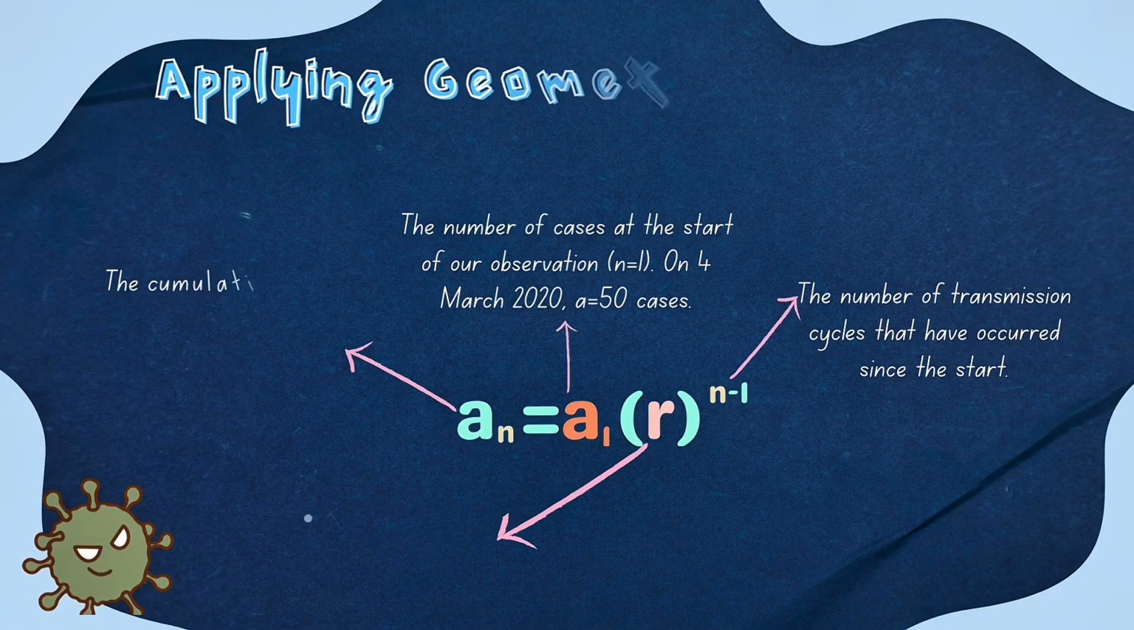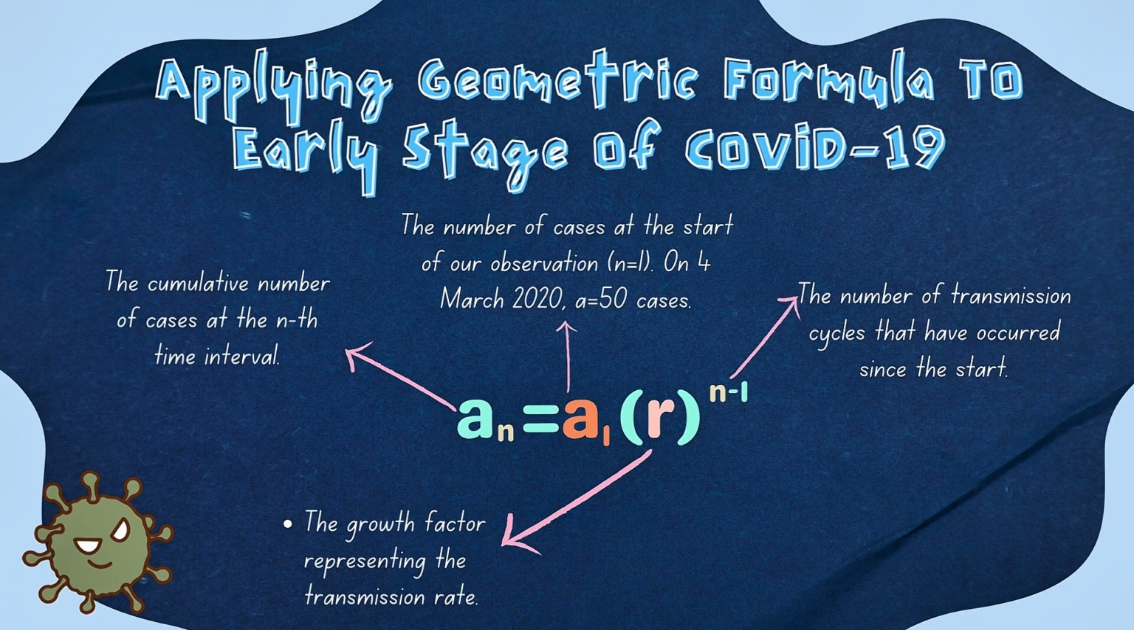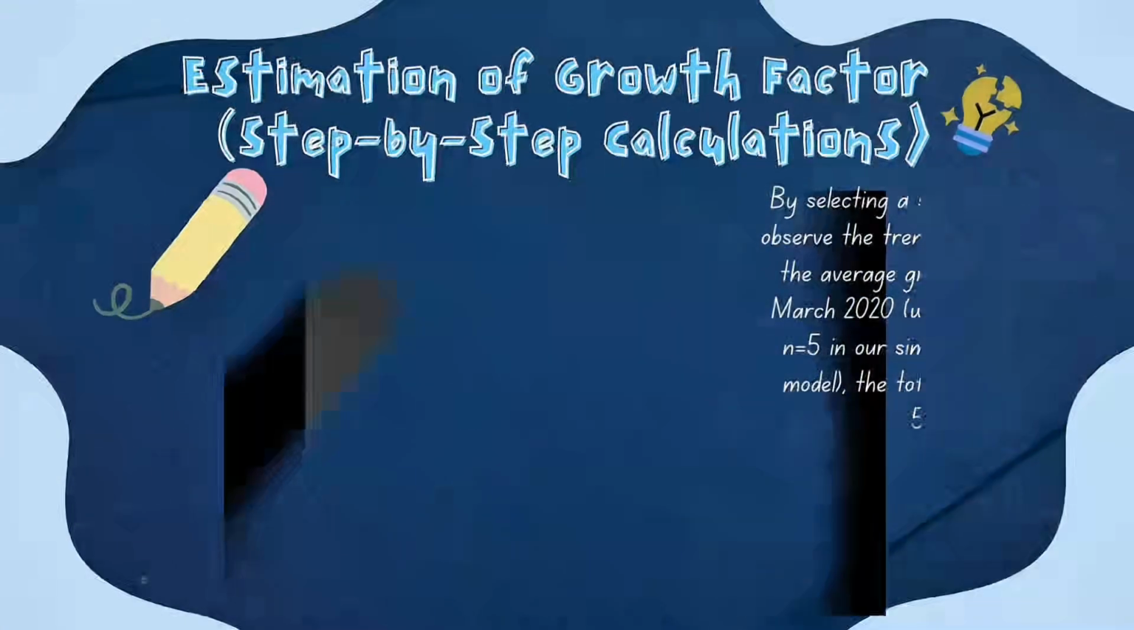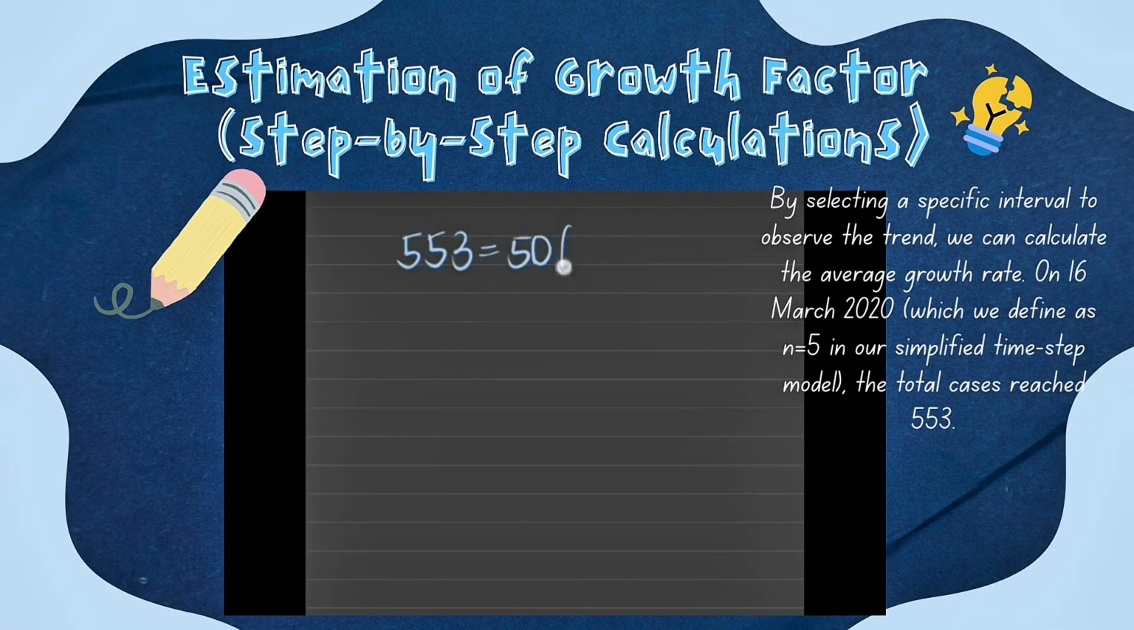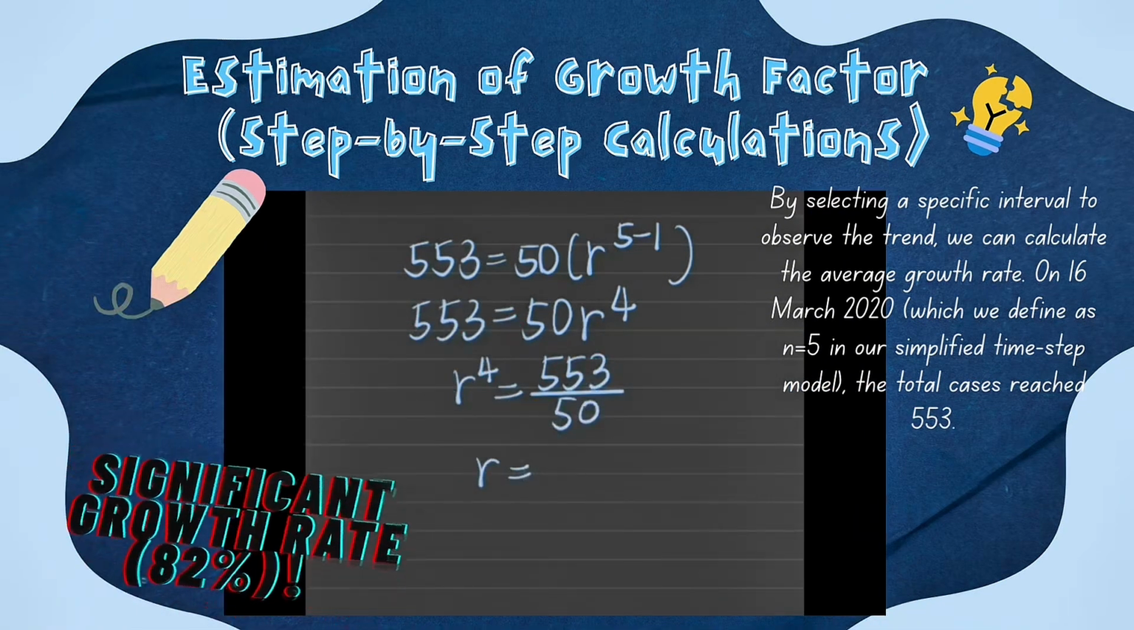To build our model, we define our parameters based on the official data from March 2020. First, we set our initial term a as 50, which was the number of cases on 4 March. The common ratio r represents our transmission rate, and a_n represents the cumulative cases after n intervals. Now, let's look at the mathematical model. The spread follows a geometric sequence formula, a_n equals a times r to the power of n minus 1. Here, a is our starting point. On 4 March, we have 50 cases, so a equals 50. By 16 March, which is our 5th time interval, the cases increase to 553.